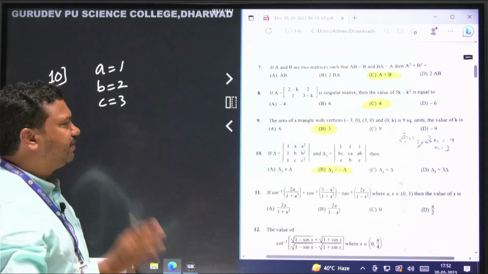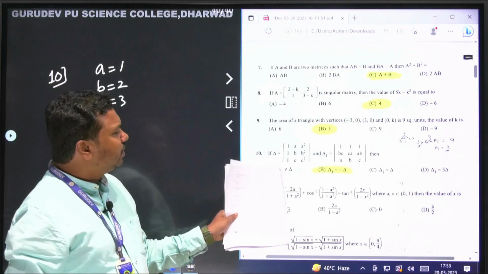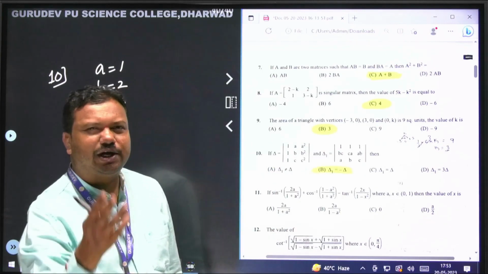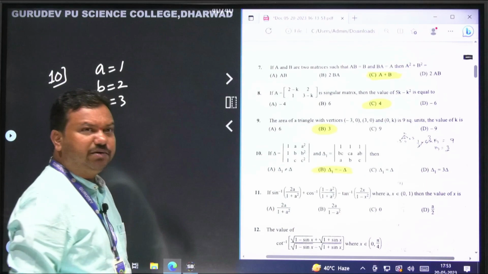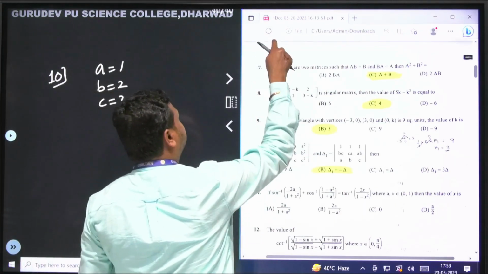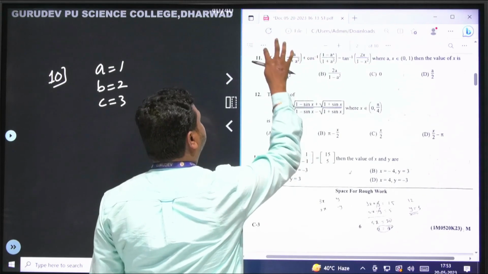Please verify this. I am getting the answer delta 1 is equal to minus delta. You'll get delta value as 2 and you'll get delta 1 as minus 2. So you can understand the relationship between these, the minus. Hence, I'll go with option B in this case as the right answer. Done. Then, let me go with the 11th question.